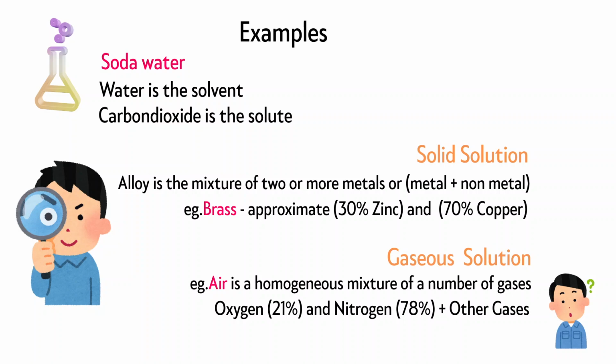The example of a solid solution, brass, is a combination of 30% zinc and 70% copper. The example of gaseous solution, air, is a homogeneous mixture of 21% oxygen, 78% nitrogen and other gases.